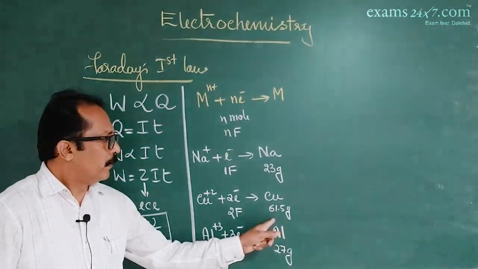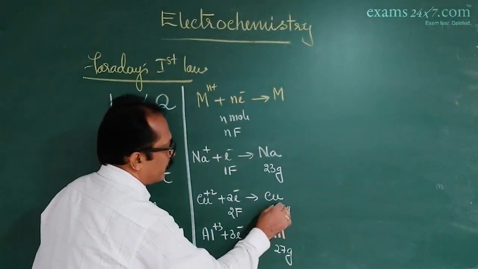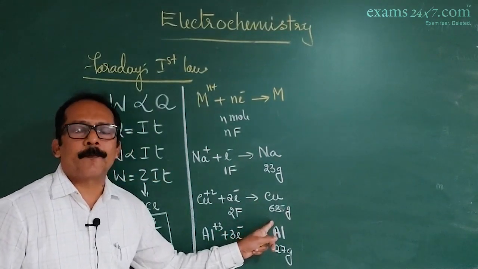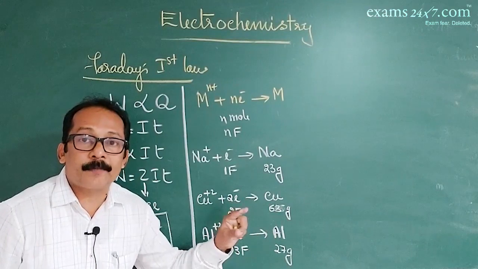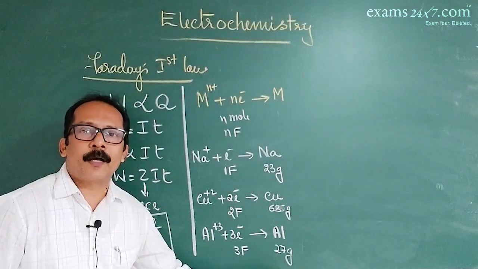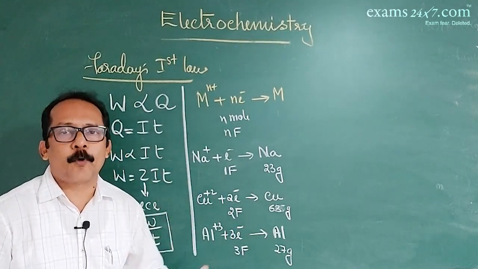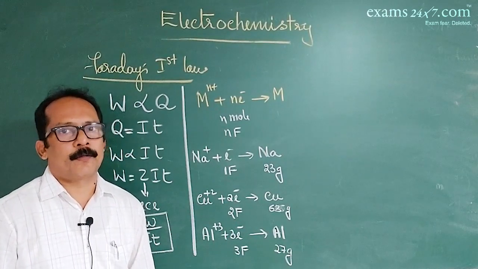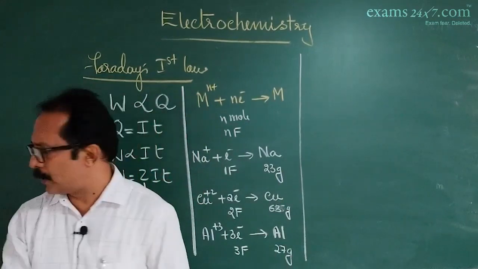So you have 63 grams of copper, and 1 Faraday deposits 31.5 grams. 31.5 grams is nothing but the equivalent mass of copper. 9 grams is the equivalent mass of aluminium. That means 1 Faraday of current deposits 1 equivalent mass of the compound. So this is about Faraday's first law of electrolysis.